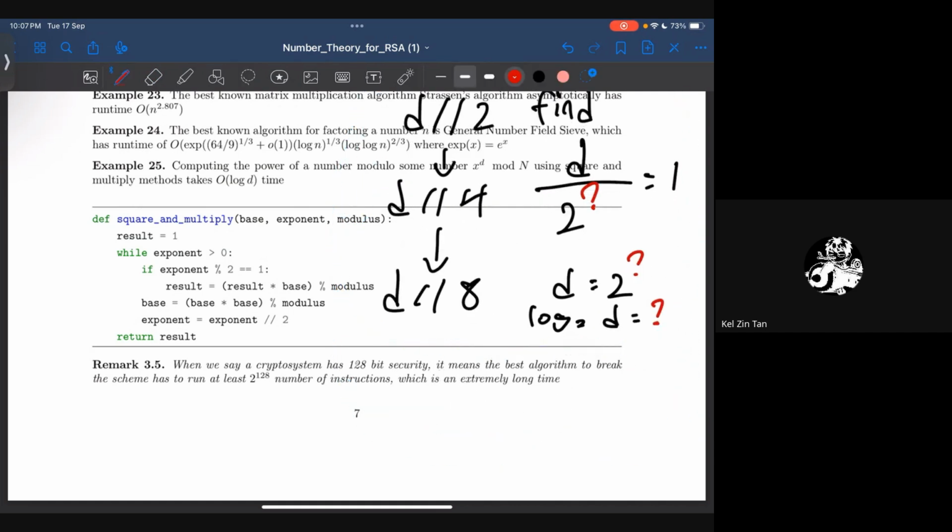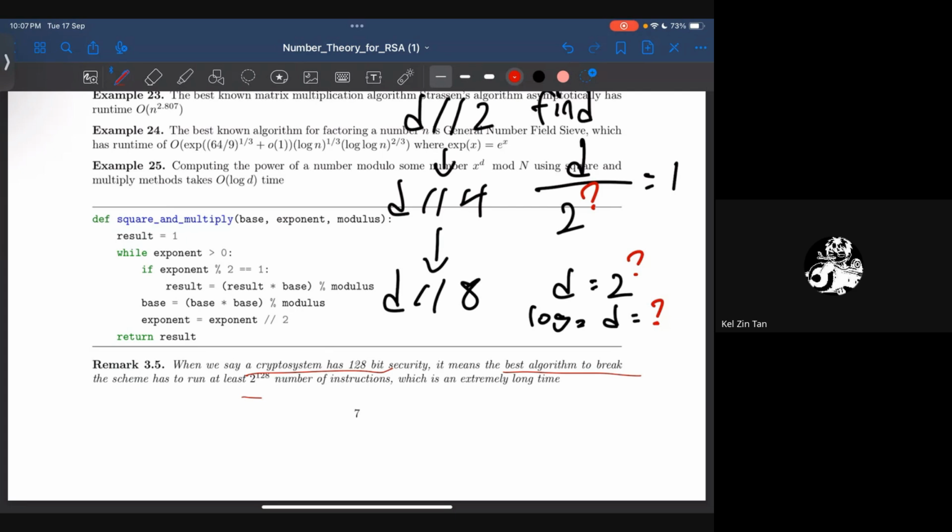Okay, so the last part that I want to say is this. We always say in crypto systems that this thing has 128-bit security, 164-bit security, 256-bit security. What does it actually mean? So bit security sort of means that the best algorithm currently available to break the scheme needs at least 2 to the power of 128 instructions.